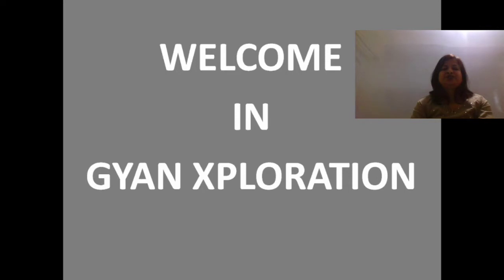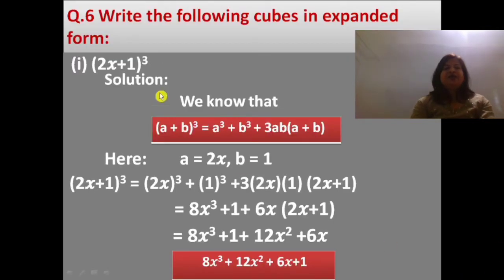Today we will do question number 6 from exercise 2.5. So here our question number 6 is: write the following cubes in expanded form. In this question we have to write the cubes in expanded form. So here our first part is (2x + 1) whole cube. Now we will start the solution.